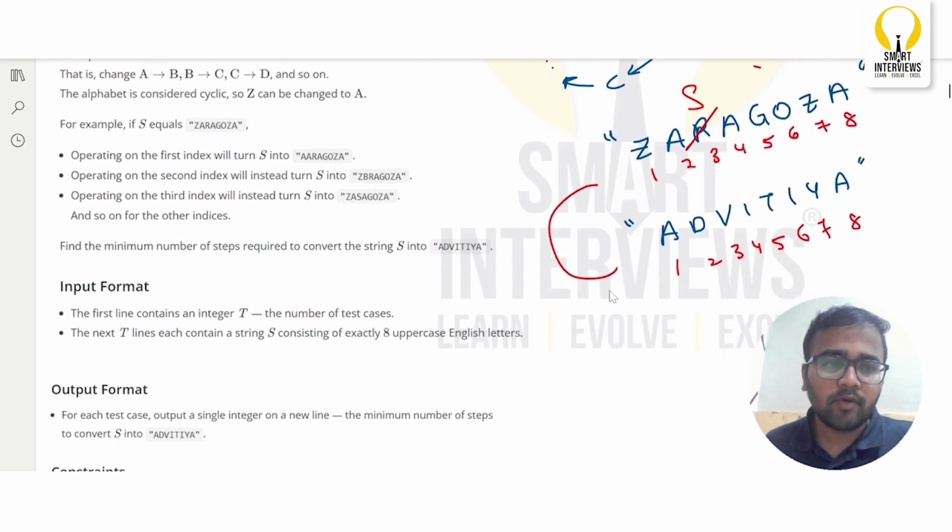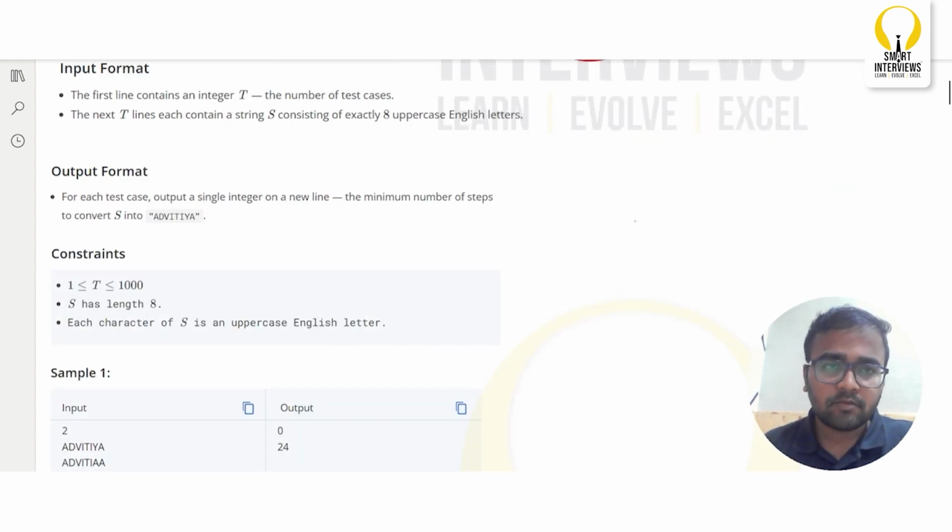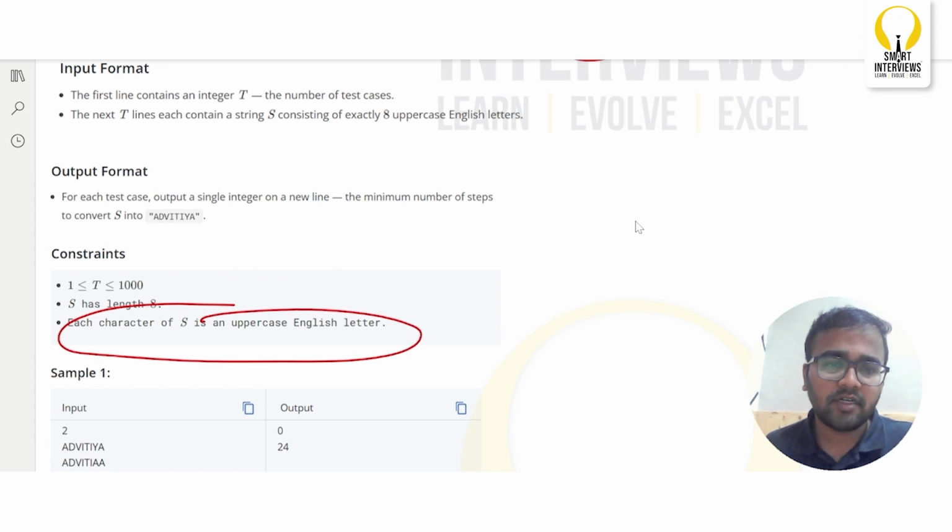Let us understand the input format. The input contains integer t, the number of test cases, then t lines, each containing s consisting of exactly 8 uppercase letters. So the input string is exactly of 8 letters and all are uppercase. And output format: for every test case we need to output a single integer on a new line, the minimum number of steps required to convert s to the target string. Coming to the constraints, t is less than or equal to 1000 and greater than or equal to 1. S is exactly of length 8 and each character of S is an uppercase English letter.